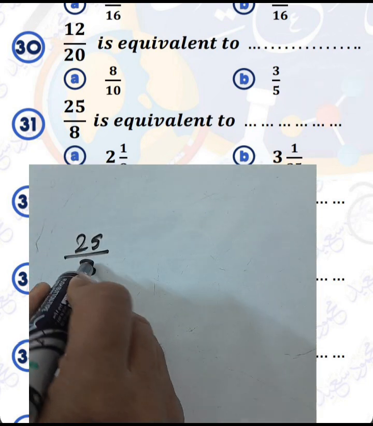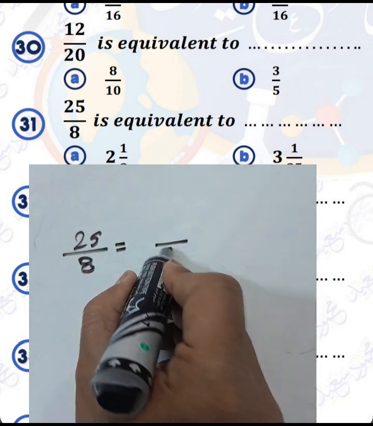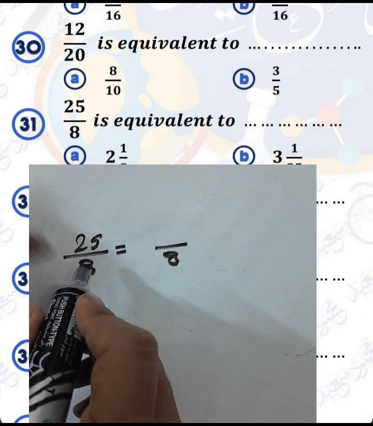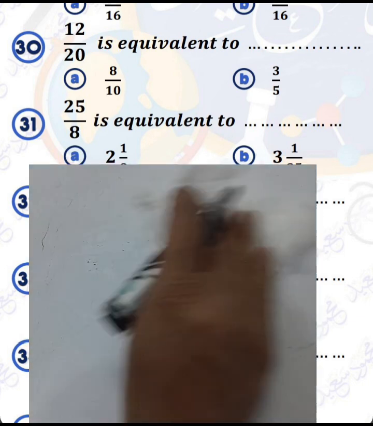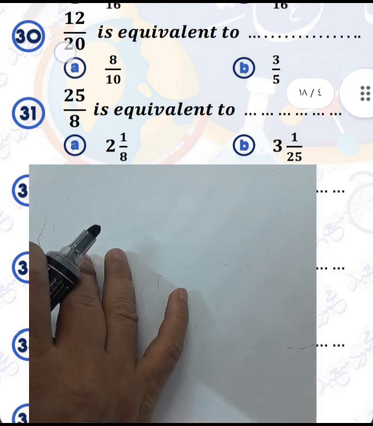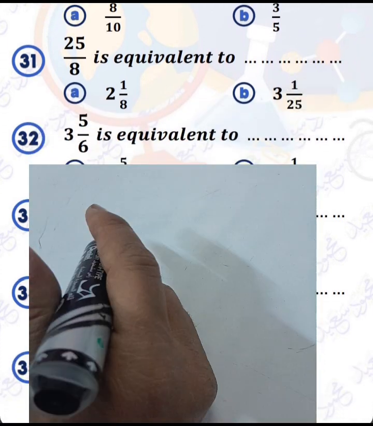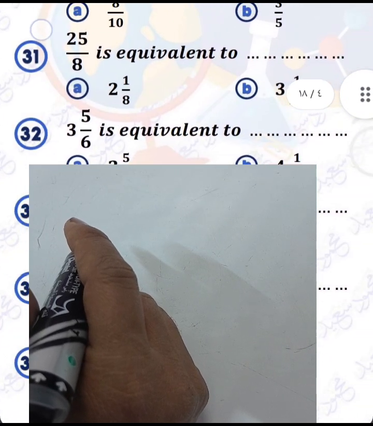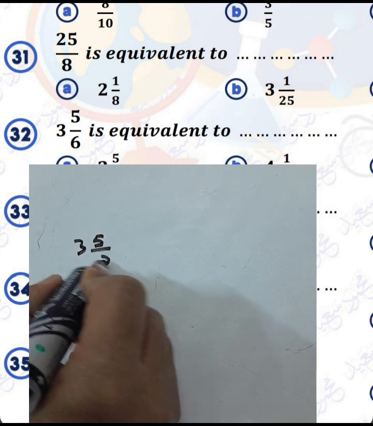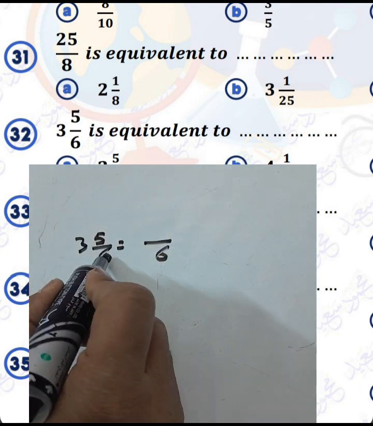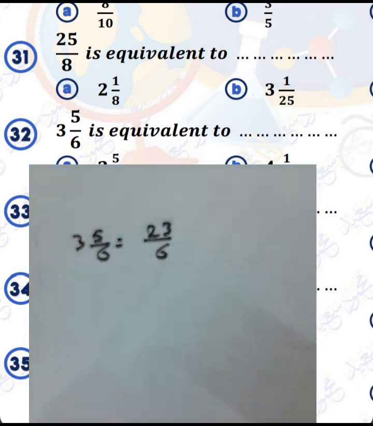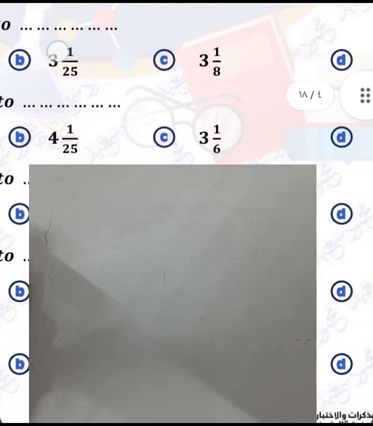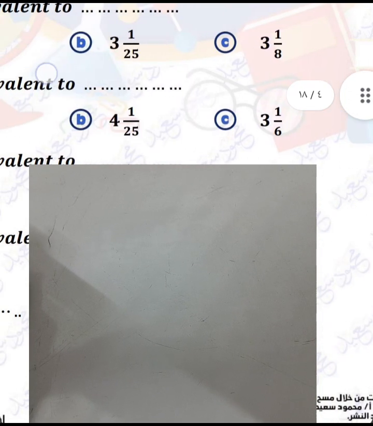25 over 8 is equivalent to what? We can convert from improper to mixed number. 25 divided by 8 equals 3 and the remainder 1. So 3 times 8 equals 24 and the remainder 1. Okay, choose letter C. Question 32. 3 and 5 over 6 is equivalent to what? Write 6. 3 times 6 equals 18. 18 plus 5 equals 23. Okay, choose letter D.